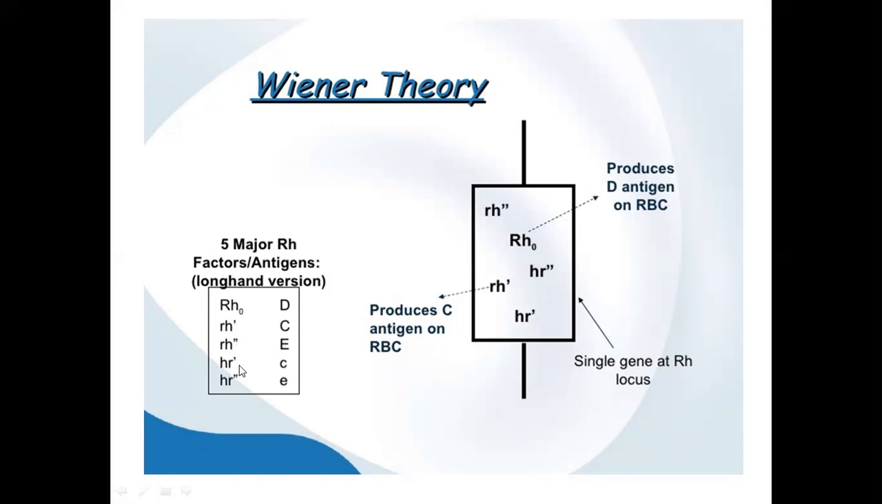If it is HR, then HR denotes lowercase. Then it differentiates the C and E based on the prime. If it's single prime, then lowercase c. If it's double prime, then lowercase e. So I repeat, if it is RH, that codes for uppercase. If it is prime, then it is uppercase C. If it is double prime, then that is uppercase E. If it is HR, it denotes lowercase. If it's prime, it's lowercase c. If it's double prime, then it is lowercase e.